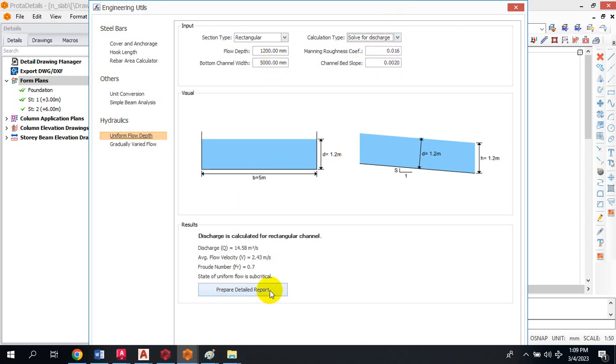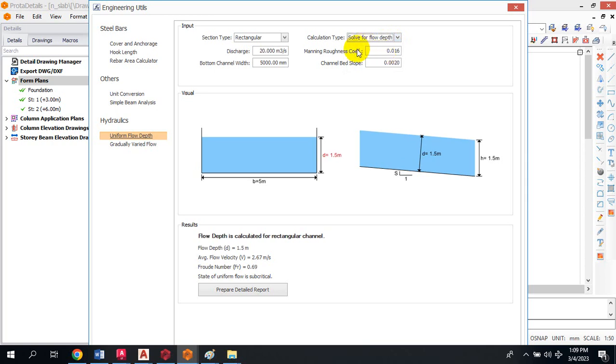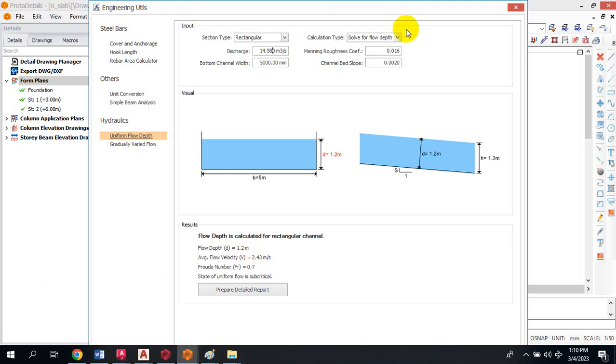I know my discharge, which is Q, is 14.58. Let's say 14.58 was the discharge that was given, that we already know, but we want to know, for example, the depth of that particular flow. We already know the discharge and we just want to know the depth. So all you need to do is enter our discharge as 14.58. Automatically you can see it has brought us back to the depth, which is 1.2, which we got from the beginning.